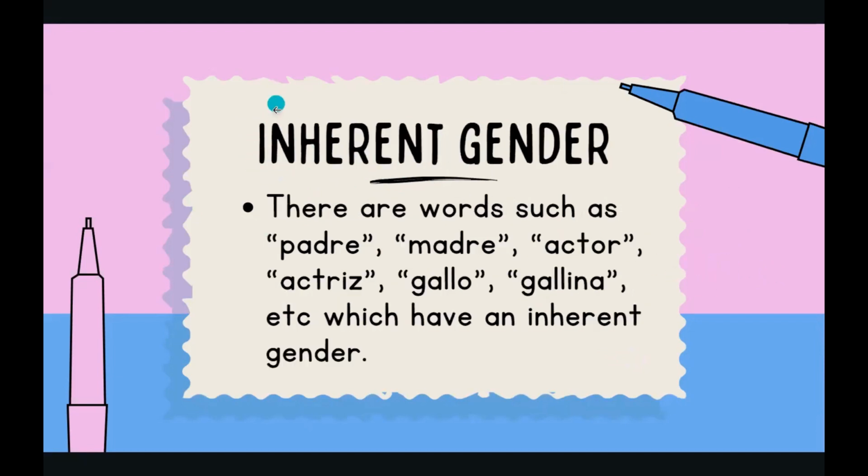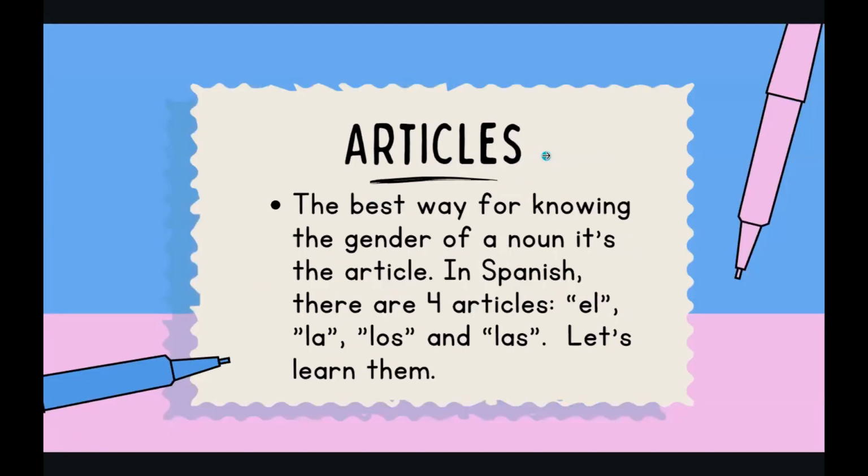Plus, there are some words which have an inherent gender. What do I mean by this? There are words such as padre, which is father, madre, which is mother, actor, which is actor, actriz, which is actress, gallo, which is rooster, and gallina, which is hen, of course, etc., which have an inherent gender. With this, I mean that padre will, of course, be masculine. The same way madre will be, of course, feminine. The same way actor will be, of course, masculine. And actriz will be, of course, feminine. This is actually quite helpful.